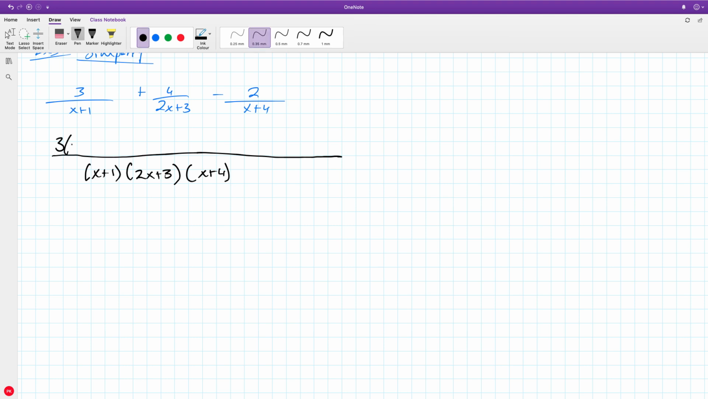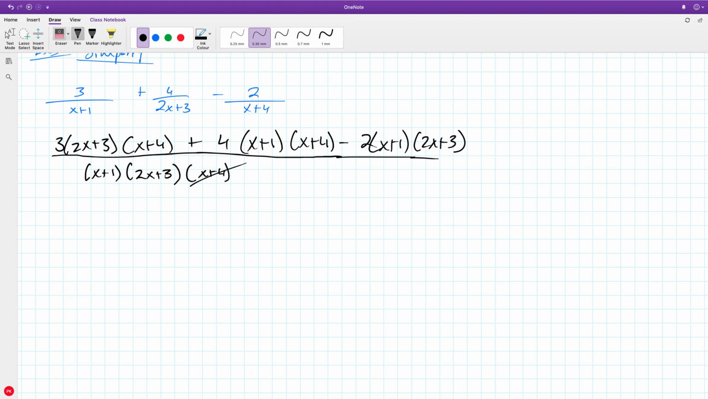It's 3 times 2x plus 3 by x plus 4, plus 4 times 2x plus 3 into that, you're left with x plus 1 times x plus 4, minus 2 times x plus 4 is there, so you cross it off, you're left with x plus 1 and 2x plus 3.